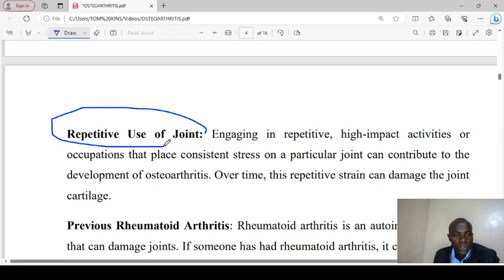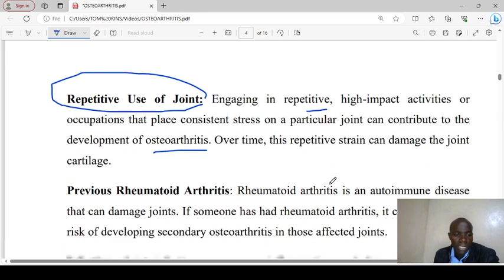Repetitive use of a joint. Engaging in repetitive high impact activities or occupations that place consistent stress on a particular joint can contribute to the development of osteoarthritis. So over time this repetitive strain can damage the joint cartilage.